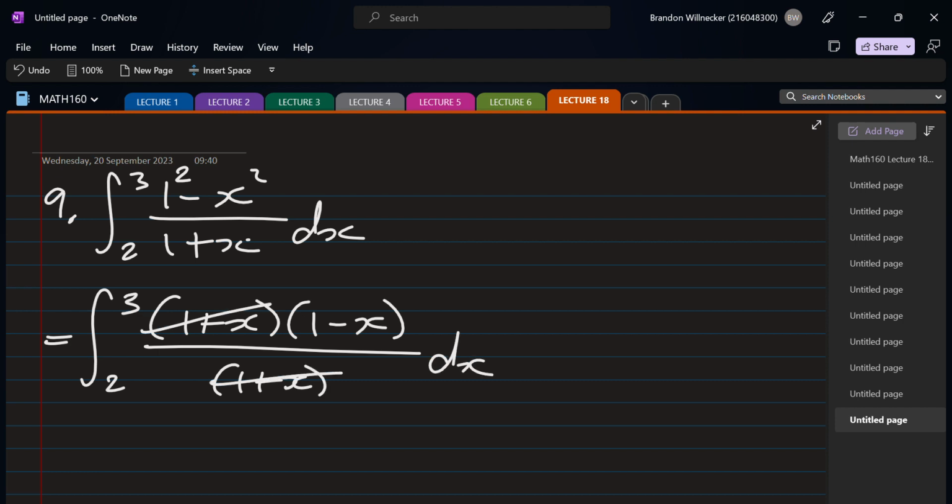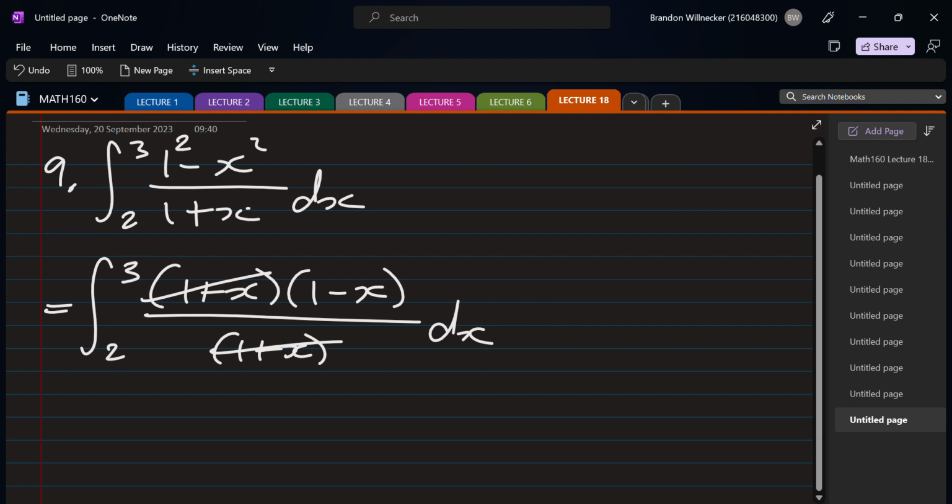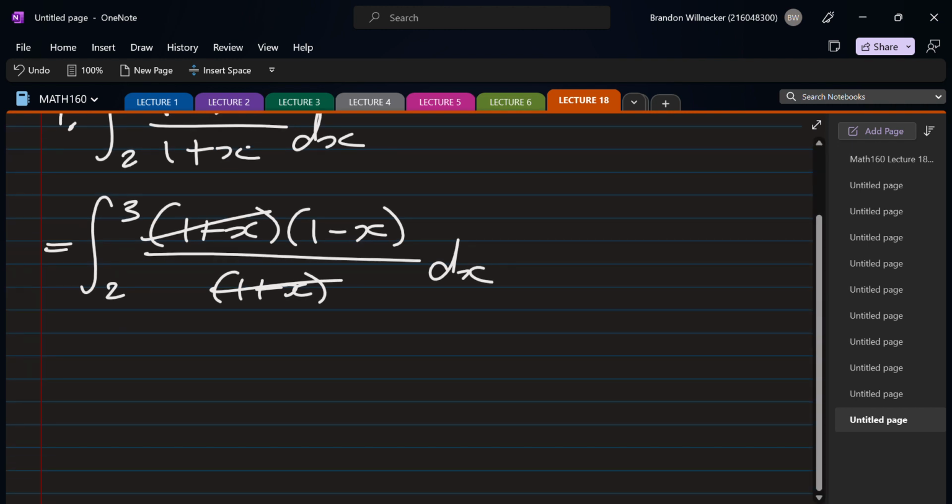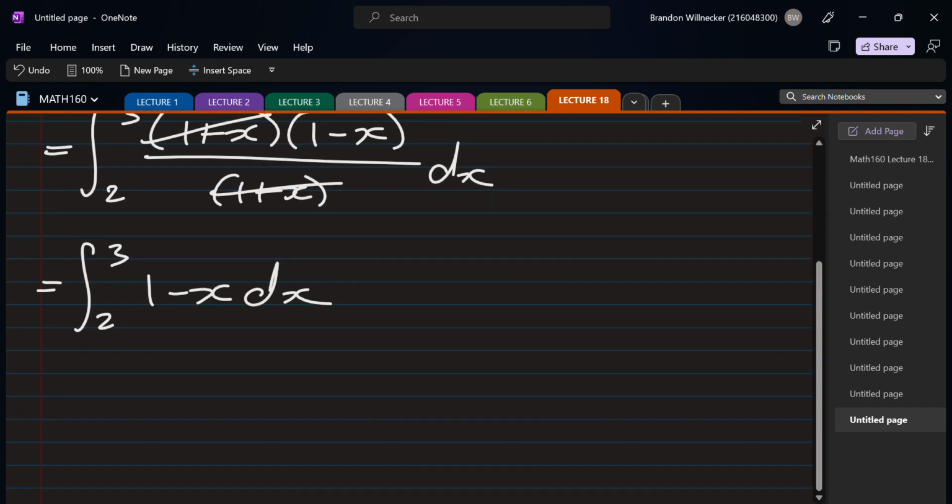The 1 plus x, that can go now. So we're just left with 1 minus x after cancelling. So at the beginning, it was a complicated rational function, but we saw there was a difference of squares, and that cancelled quite nicely. So we're left with 1 minus x. And this is quite easy to do.